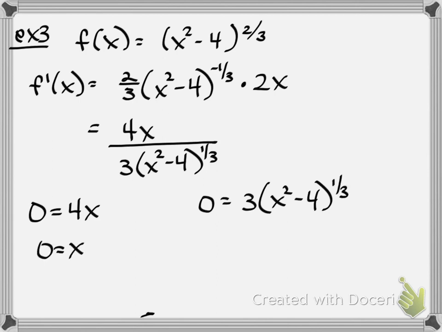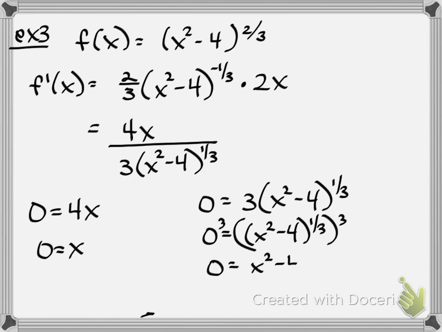So we get 0 here, divide by 3. Cube both sides. Add 4. Take the square root. So we have 3 possible critical numbers on this interval. So we're going to set our interval up.